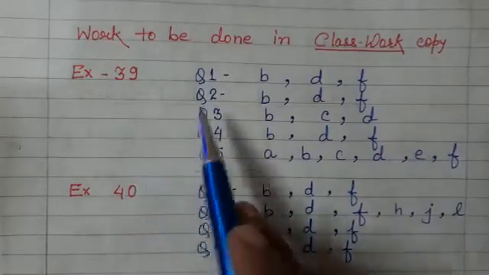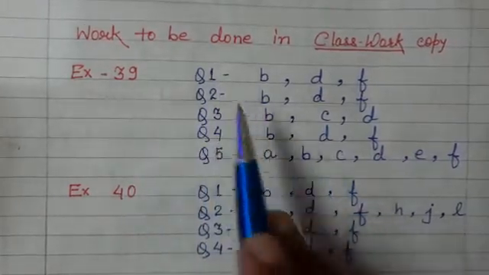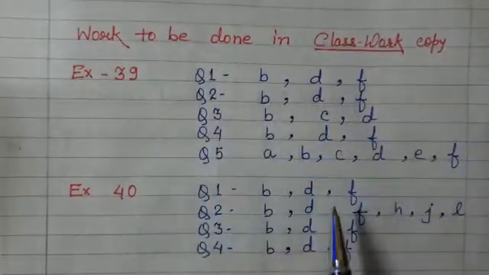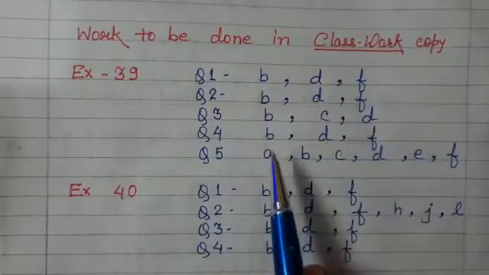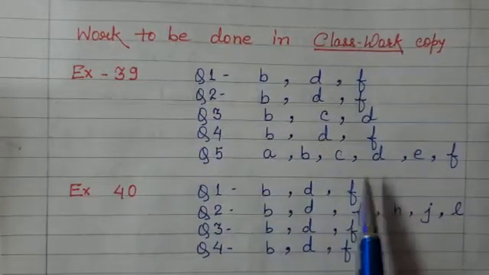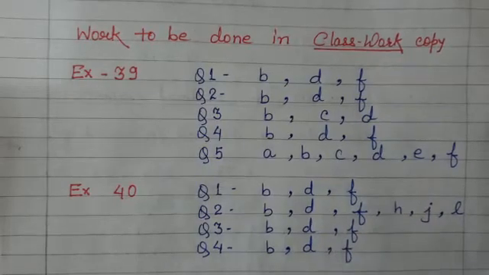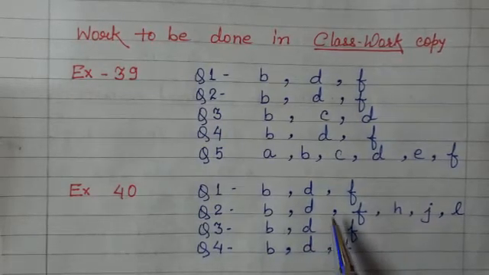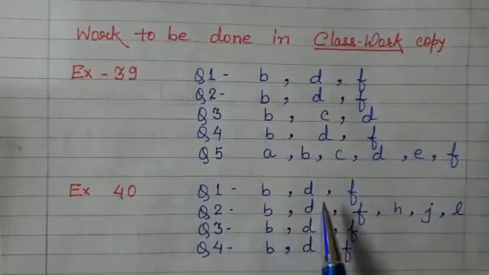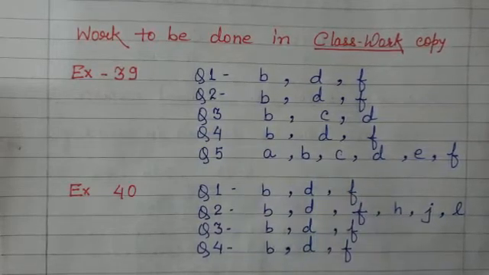Exercise 39, question number 1, 2, 3, 4, 5. Some of the parts are given to you. You have to do only these parts in your classwork copy. The rest of the parts can be done in your practice copy to clear your concept. But these things will definitely be done in the classwork copy. And exercise 40, these are the sums.